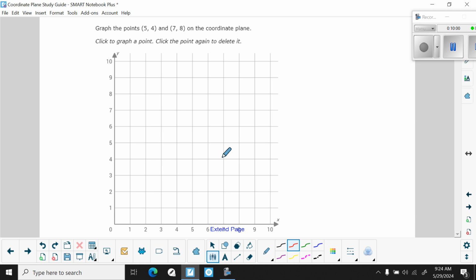Okay, graph the points 5, 4, and 7, 8 on the coordinate plane. So 5, 4, 5 to the right, 4 up. 7, 8 is 1, 2, 3, 4, 5, 6, 7, and up 8. So 7, 8 is right there. Right? That's how you graph those points.